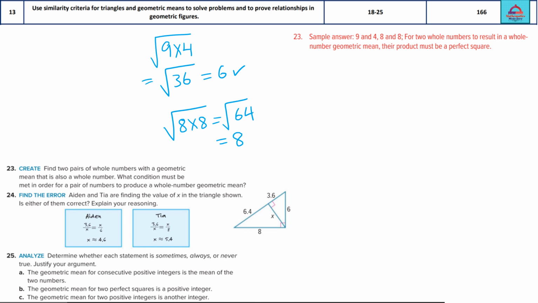Okay. Next is you find the error. There are two people, Aiden and Tia, and they're finding the value of x in the triangle. Aiden does this work, it is shown here. Tia does this work, it is shown here.